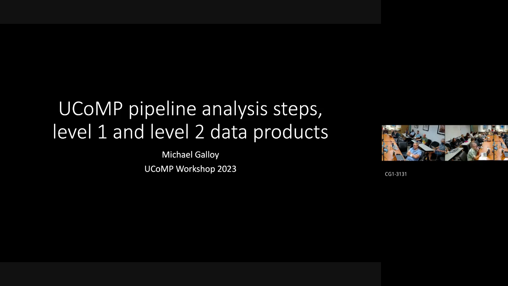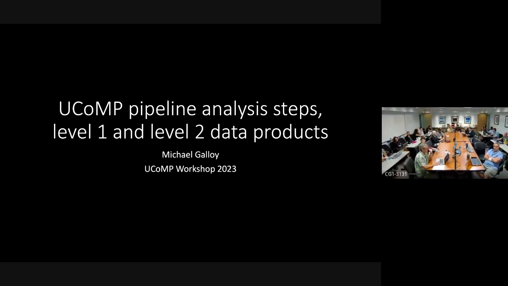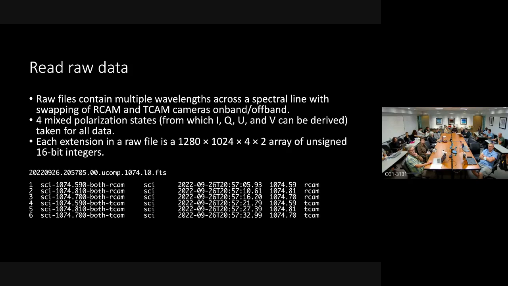So yeah, here we start talking about the details of those level 1 and level 2 data products, and exactly, or at least an estimate of, what happens in those steps. Okay, the raw data comes off the telescope into FITS files, a level 0 FITS file, and here at the bottom is a listing of the extensions in a level 0 FITS file for a 1074 waves data file. It has 6 extensions here.